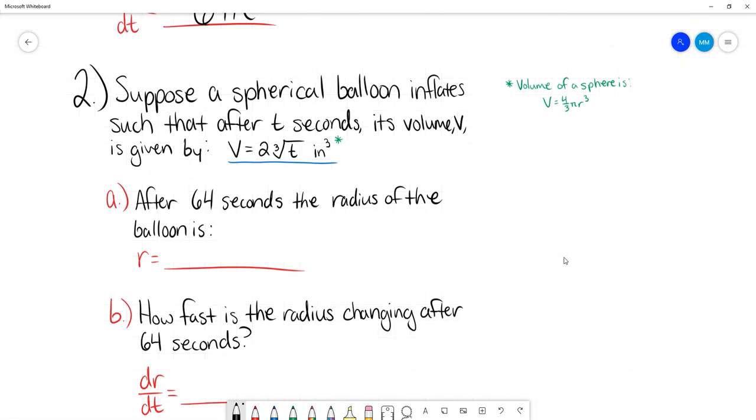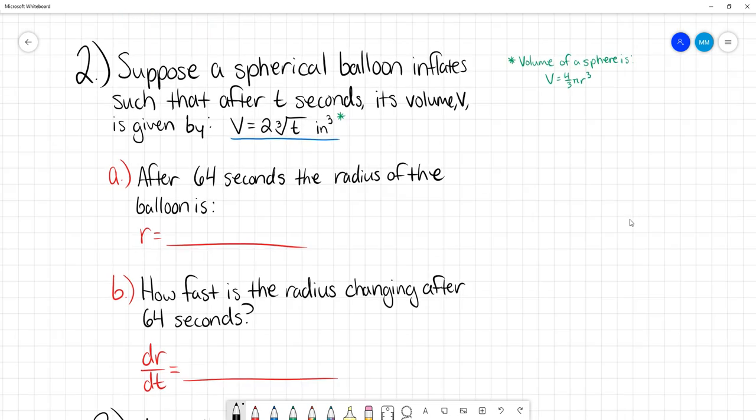Again, we have a spherical balloon, but this time it's inflating, so it's getting bigger, such that after t seconds, its volume V is given by this equation here. And remember that the volume of a sphere is always going to be this right here. So we know that those are obviously going to be equal to each other because they're both the volume of a sphere. This one's just the volume of this particular sphere at a point in time.